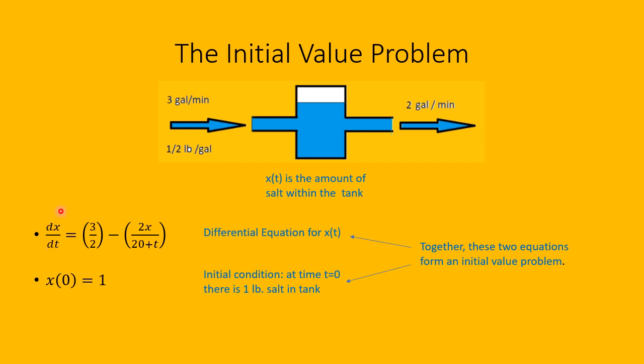So doing just a little bit of rearrangement, we have the differential equation dx/dt equals 3/2 minus 2x over (20 plus t). That's the differential equation for x of t, the amount of salt in the tank at time t. We were told also that at time 0, there was 1 pound of salt in the mixture inside the tank. So x of 0 is equal to 1. We have a differential equation and an initial condition.